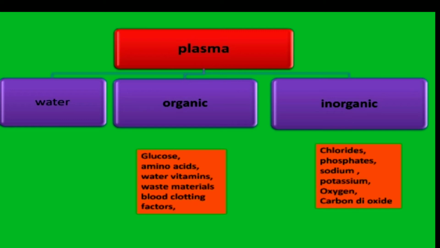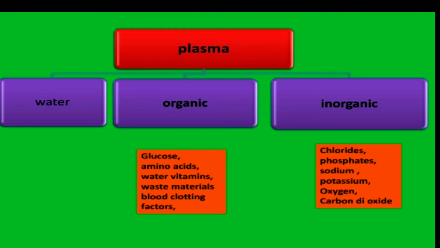At the same time, inorganic materials like chloride ions, phosphate ions, and minerals like sodium and potassium are present, and especially the respiratory gases like oxygen and carbon dioxide. You know, oxygen and carbon dioxide are transported with the help of the plasma also. That's why the inorganic materials are also present in the plasma. So this is the composition of the plasma.